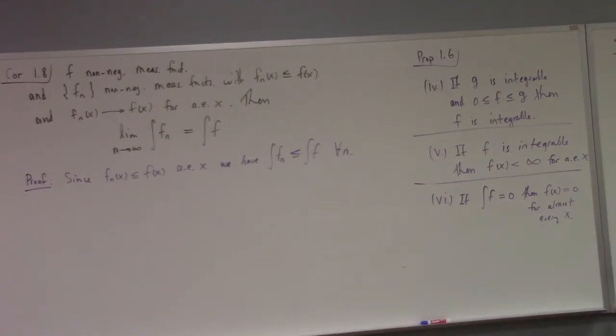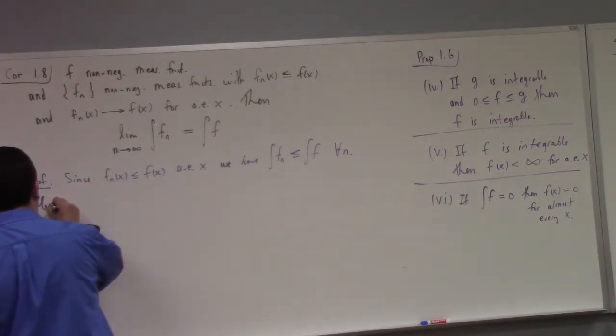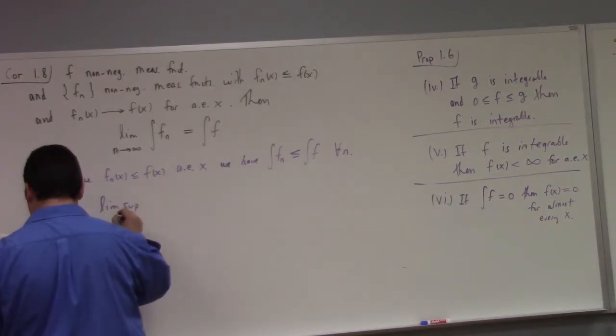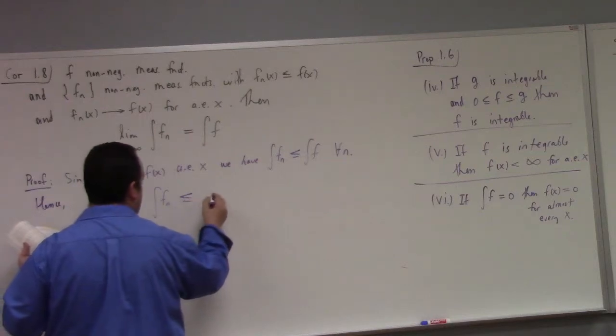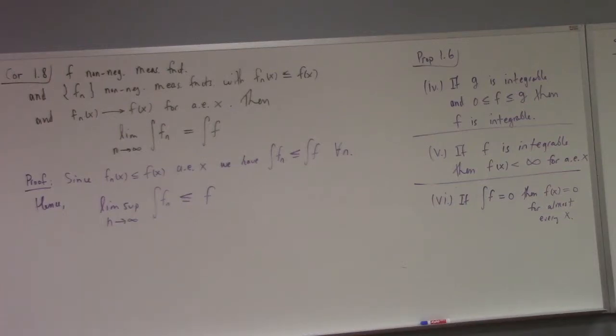And hence, the limit supremum as n goes to infinity of the integral of fn is less than or equal to the integral of f. Makes sense, right? But then what do we have? Fatou's lemma says that the integral of f is what?